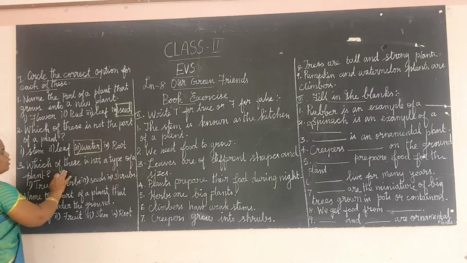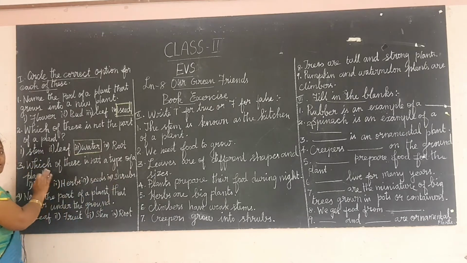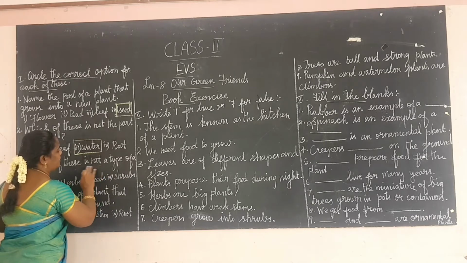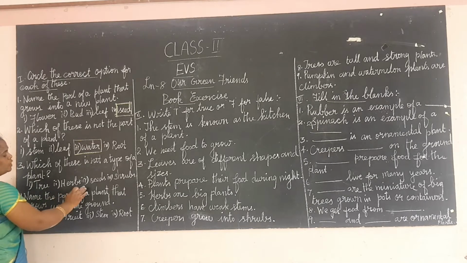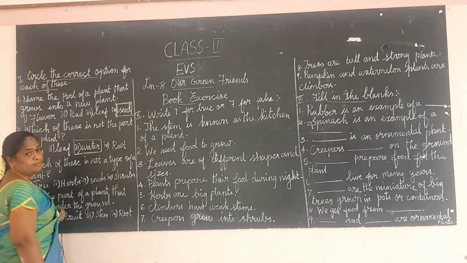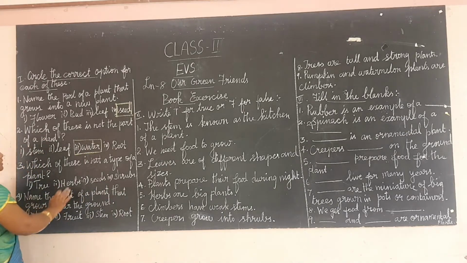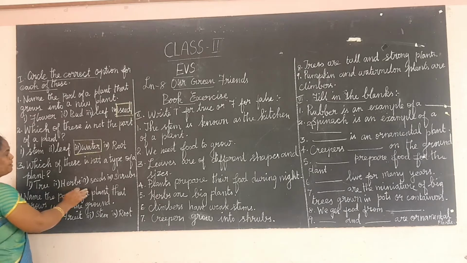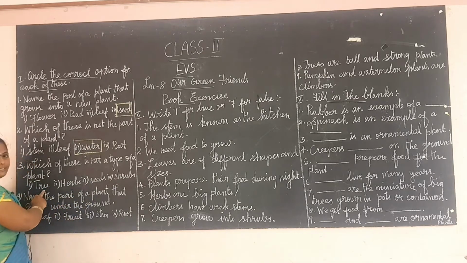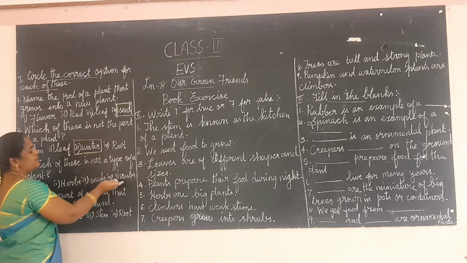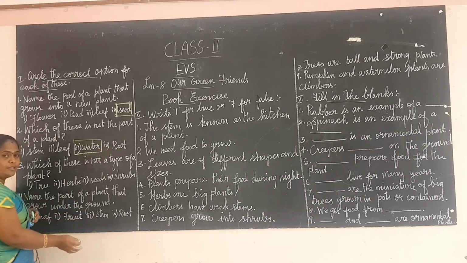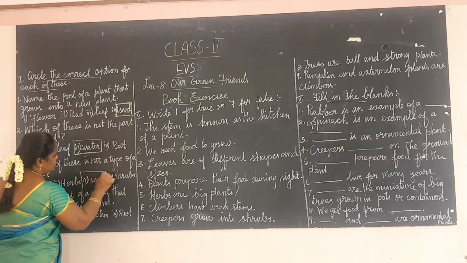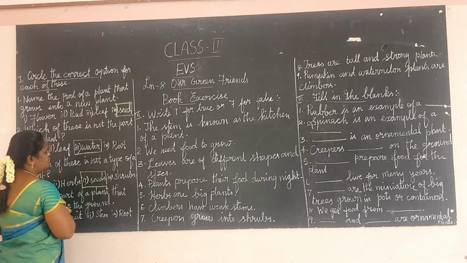Third question. Which of these is not a type of plant? Which one is not a type of plant? Option 1, tree. Option 2, herbs. Option 3, seeds. Option 4, shrubs. Tree is one of the types of plants. Herbs are also a type of plant. Shrubs are also a type of plant. Seeds are a part of the plant. So which answer is correct here? Option 3, seeds.